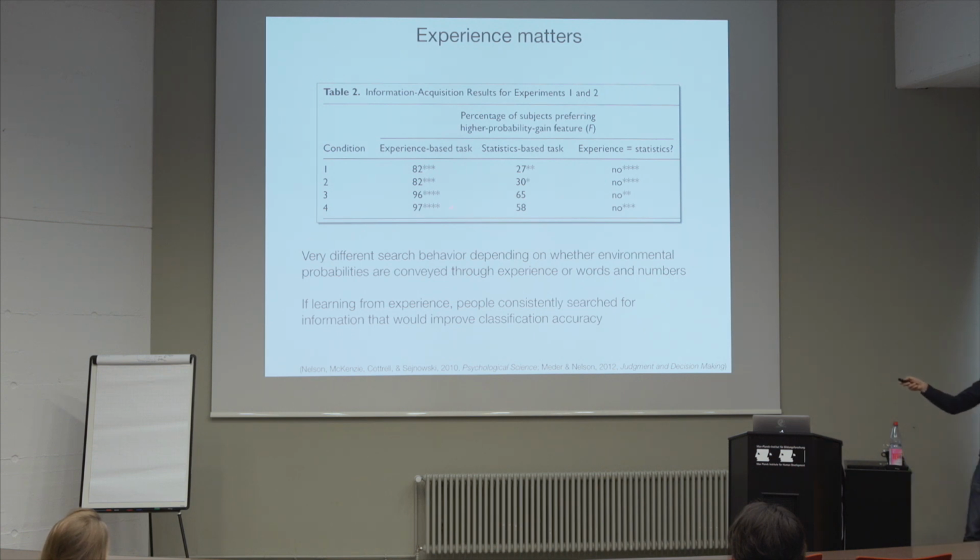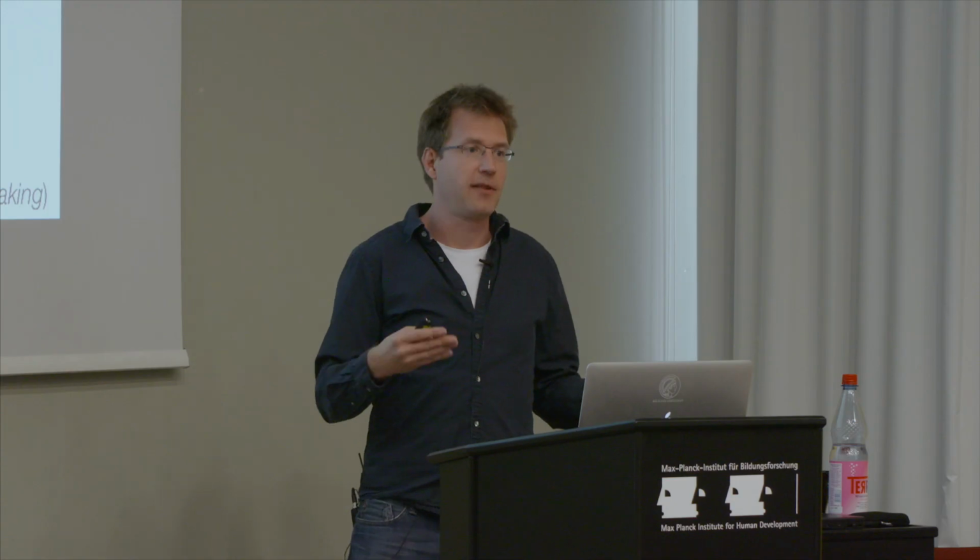If they have learned from experience, there's a strong preference for the probability gain feature, so for improving accuracy. Whereas with this kind of words and numbers task, it's not fully clear what people are doing. Sometimes you see a slight preference for the probability gain feature, but sometimes you also see a preference for other types of models and features. So the take-home message is that it matters how you convey information. Even if you have a nice formal model, psychologically we have other factors to consider, like the way we present information.